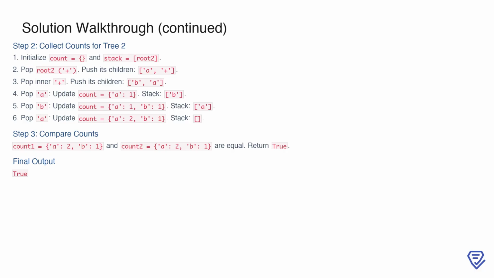Comparing the counts from both trees, {b: 1, a: 2} for tree 1 and {a: 2, b: 1} for tree 2, we find they are equal. This means the trees are equivalent, and the function returns true.